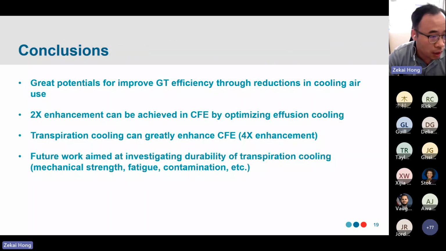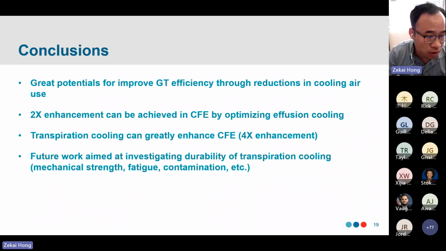Let me just, I think my time is running out, so let me conclude what we just discussed. There is greater potential for improved gas turbine efficiency through reductions in cooling air use. If we focus on effusion cooling, about 2 times enhancement potential can be achieved in CFE just by optimizing what we already have, the effusion cooling.